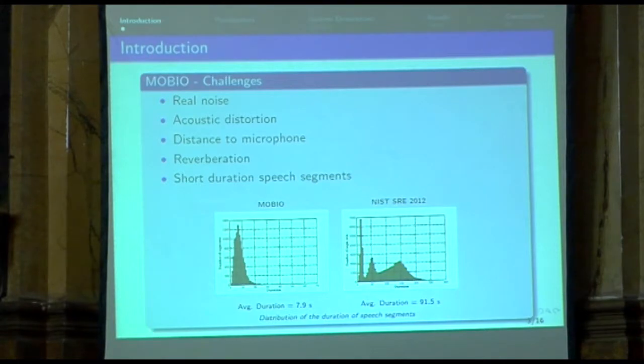evaluation series. For example, in these histograms, we can see the distribution of the duration of speech segments on both MOBIO and NIST speaker recognition evaluation. And we can see that the average duration of a speech segment for MOBIO is around 8 seconds. However, it's 11 times higher for the NIST speaker recognition evaluation series in 2012.